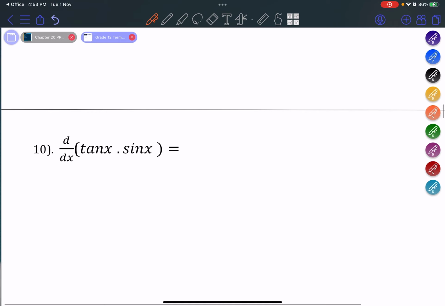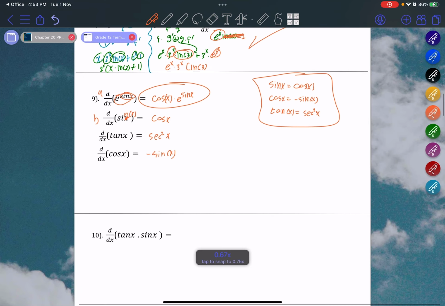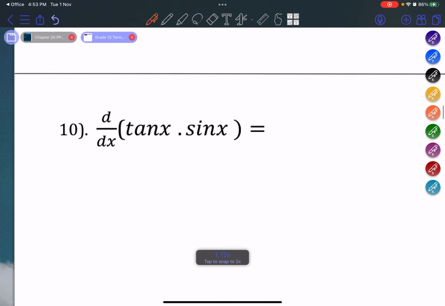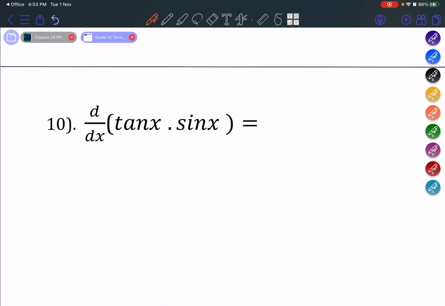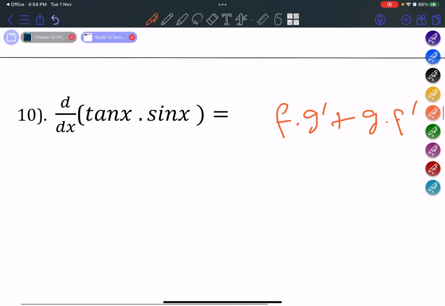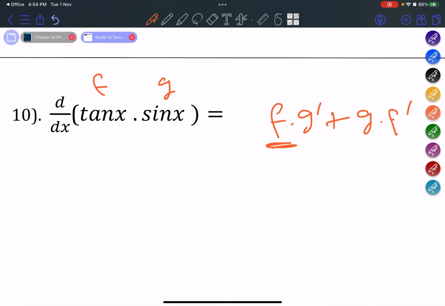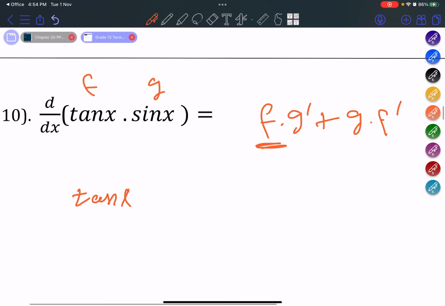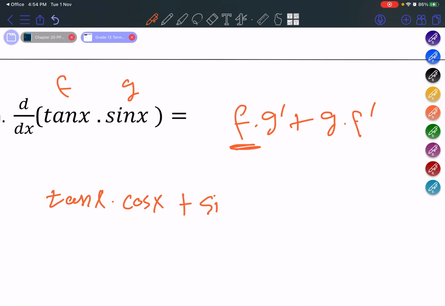And moving to the last question, which is using the product rule that we used in question number 8, just this time with trigonometric functions. So let's just write the rule right away. It is f times g prime plus g times f prime. Now this is f, this is g. Let's start solving the question. So what is f? F is tan x, times g prime, which we said is cosine x, and then plus g is sine x, and then times f prime, which is secant square x.